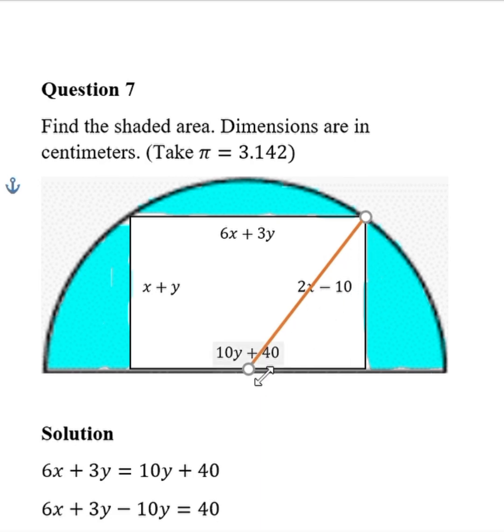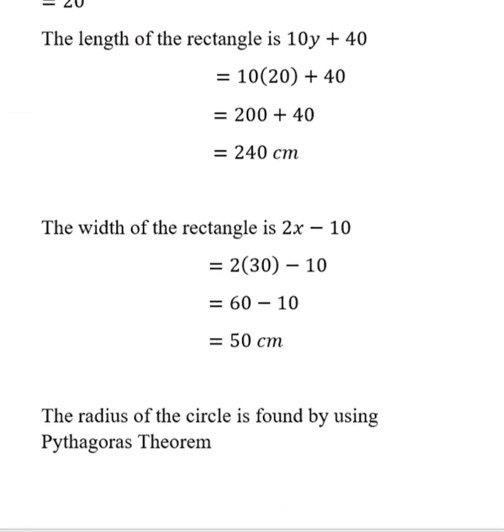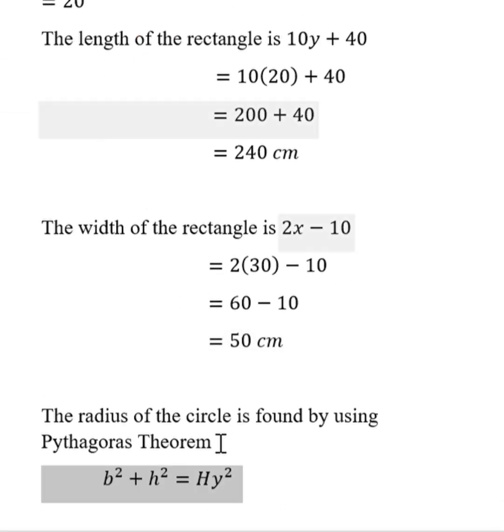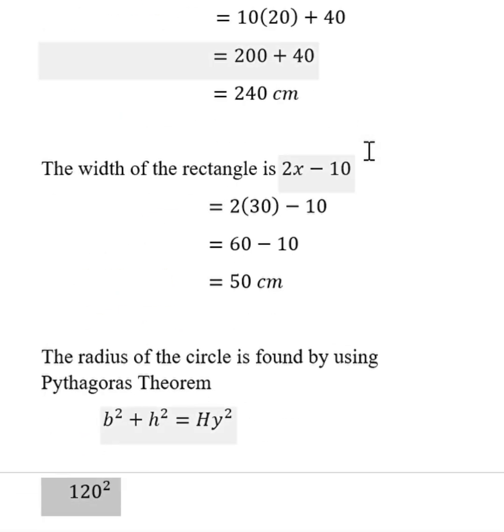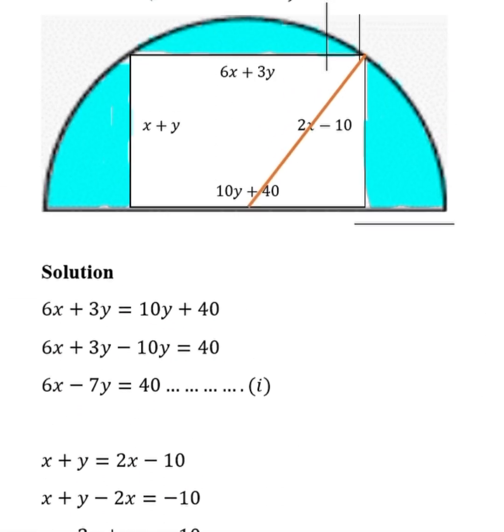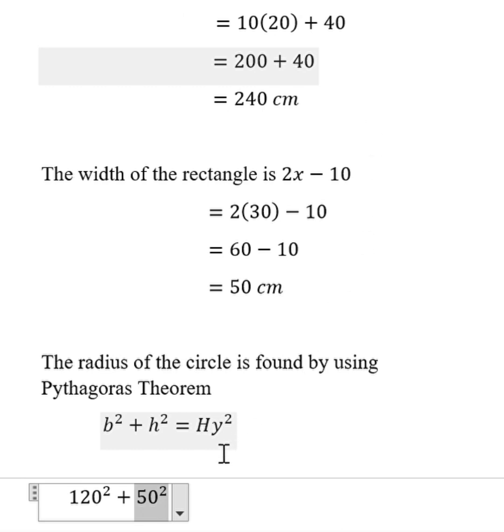So we are looking for the hypotenuse. Now let's use the measurements down here. We shall say base squared plus height squared is equal to hypotenuse squared. Our base squared is what I've just mentioned to be the length from here to here, which is 120. So we take 120 squared plus our height, which is the width of the rectangle. We found it to be 50. So 50 squared is equal to hypotenuse squared, which in the real sense is the radius we are looking for.